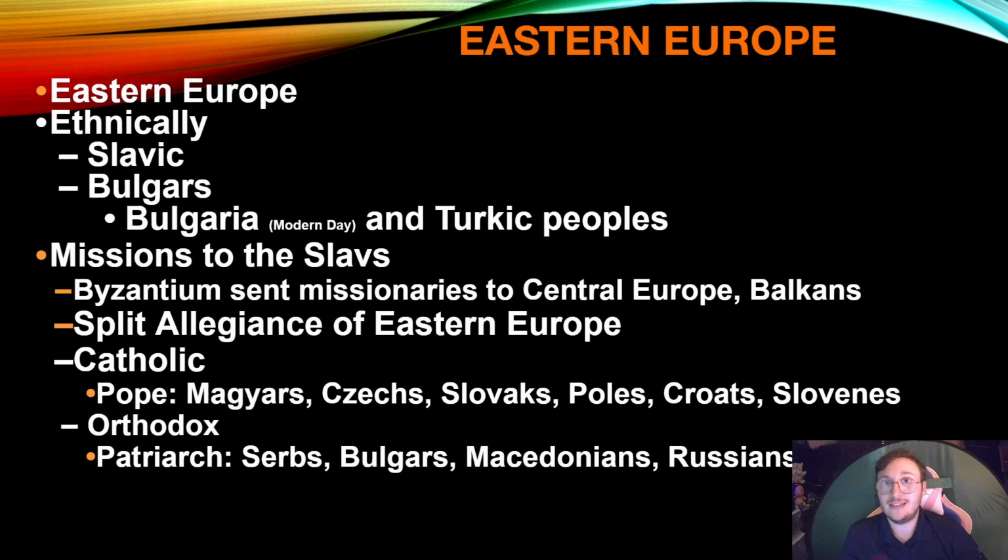Now, the difference between Catholic and Orthodox is Catholics are going to follow the Pope, which are going to be the Magyars, Czechs, Slovaks, Poles, Croats, and Slovenes. And then you have the Eastern Orthodox, who are going to follow what is known as the Patriarch. These are going to be the Serbs from Serbia, Bulgars, Macedonians, Russians, and Romanians.